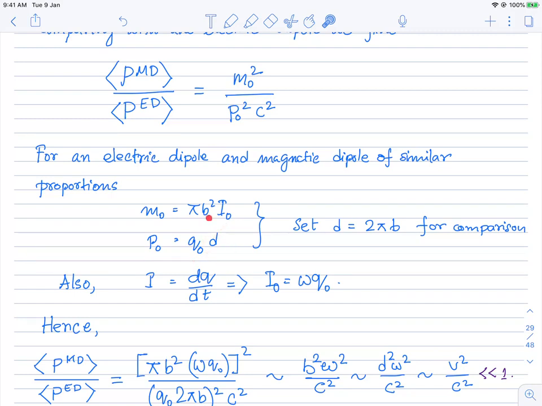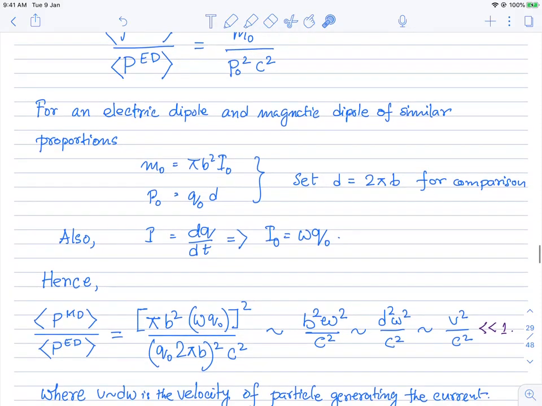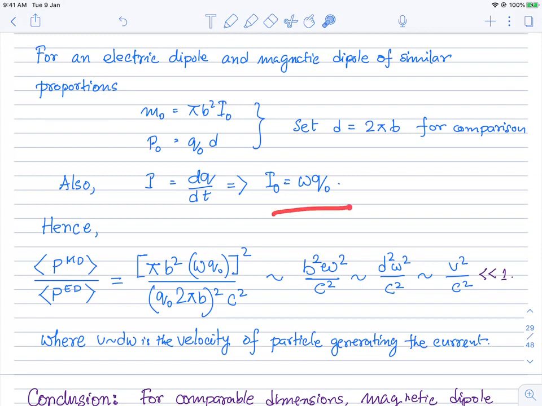And b and d are comparable in some sense. Just for comparison, if you just set them to this, then I is basically dq dt, and because essentially everything is harmonic, this I naught would go as something like Q times omega naught. And if we take this and plug it back in here, the factors cancel and simplify to this b square omega square by c square.